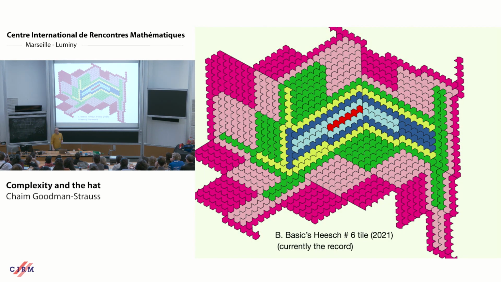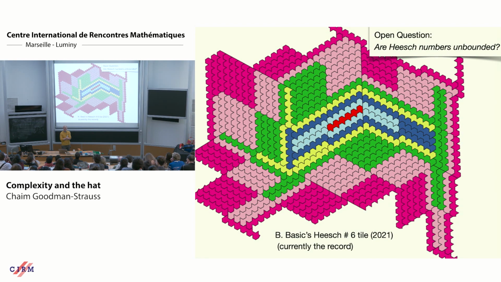Anyway, right now, in 2024, this is the world record, which is just 6. Plenty of people have looked at this, and the question would be, are these H numbers unbounded? As we'll see, this is much like the question of looking for busy beavers, if you know something about that. We're looking for tiles that would be able to do so much and go and go and go, and then all of a sudden crash.